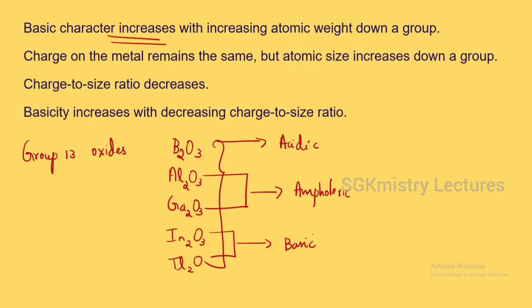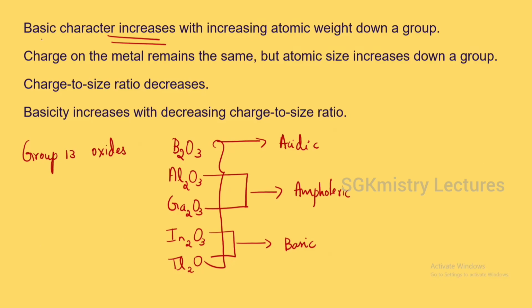Okay, so you can easily see that as you move down the group, the atomic weight goes on increasing, because all of these belong to the same group, group 13. Now, the first one is acidic. As you move downwards, we can see that slowly the basic character starts appearing, because aluminium oxide can act both as acid as well as base. When you go further down the group, it is more basic. So it is very clear that the basic character of these oxides goes on increasing as you move down the group.